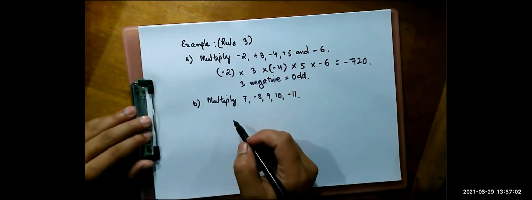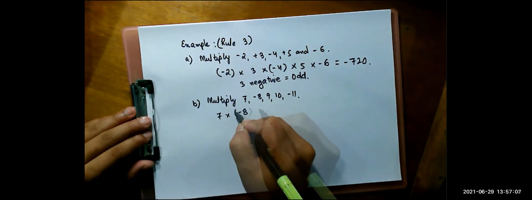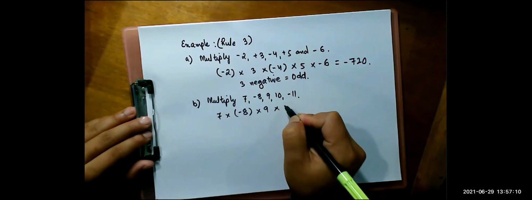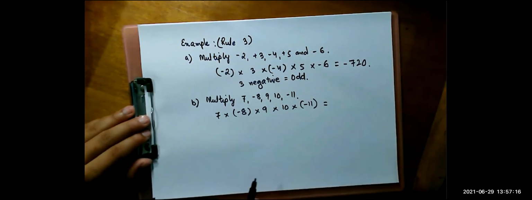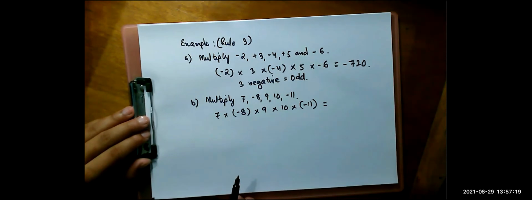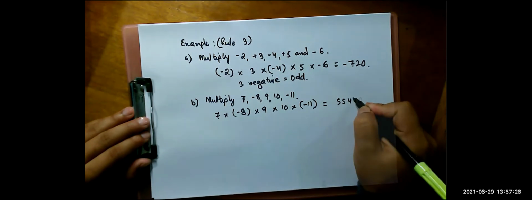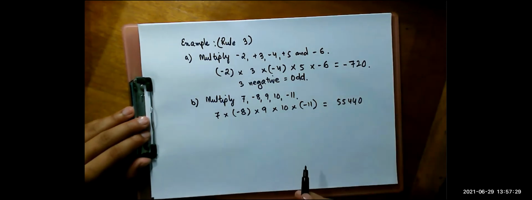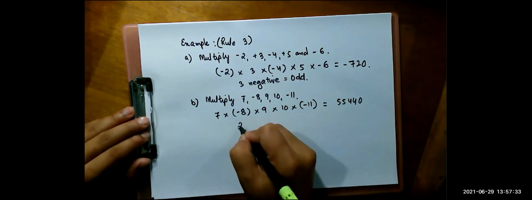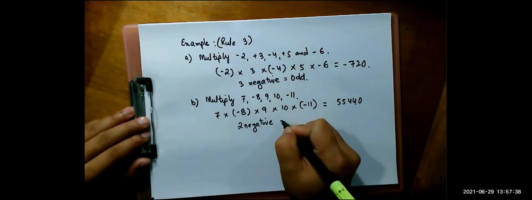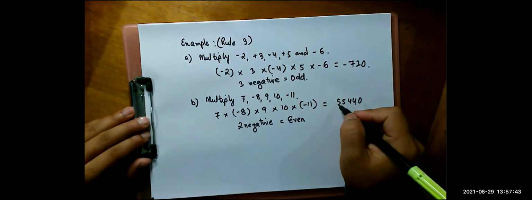So the next example is, let us multiply 7 into minus 8 into 9 into 10 into minus 11. The product is 55,440. Now let us count the number of negative integers. Here we have minus 8 and minus 11. That means 2 negative integers, which is even, so the product will bear a plus sign.